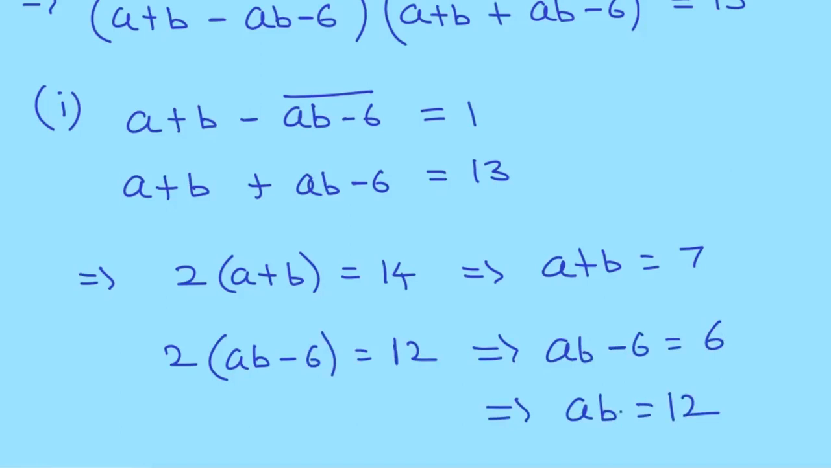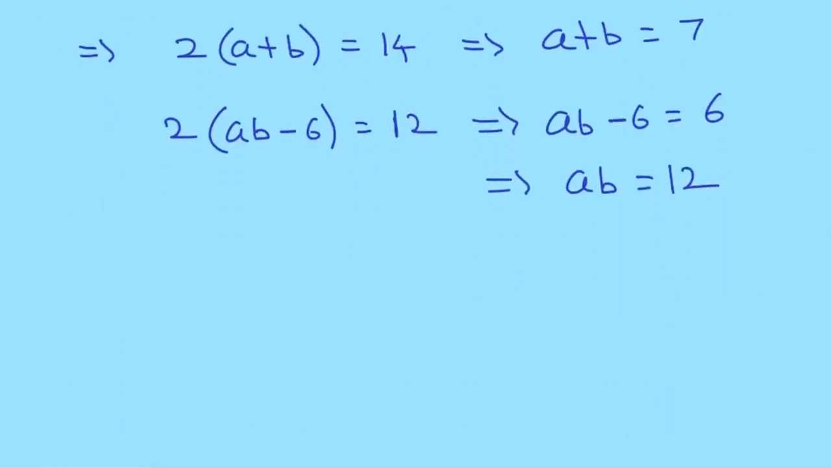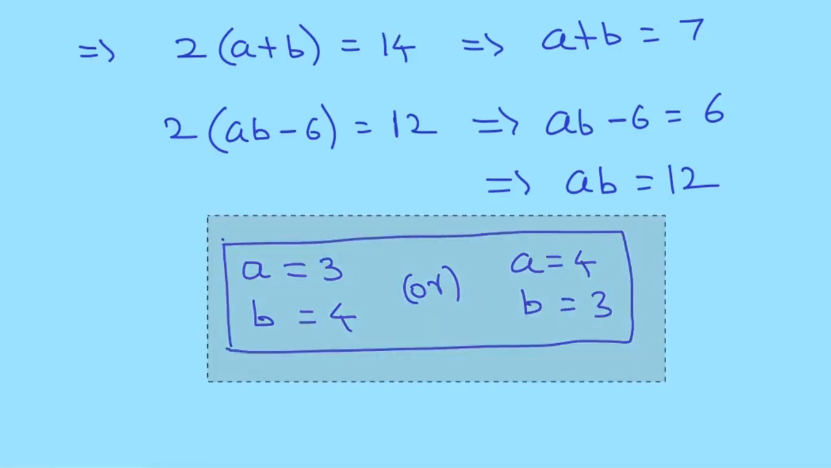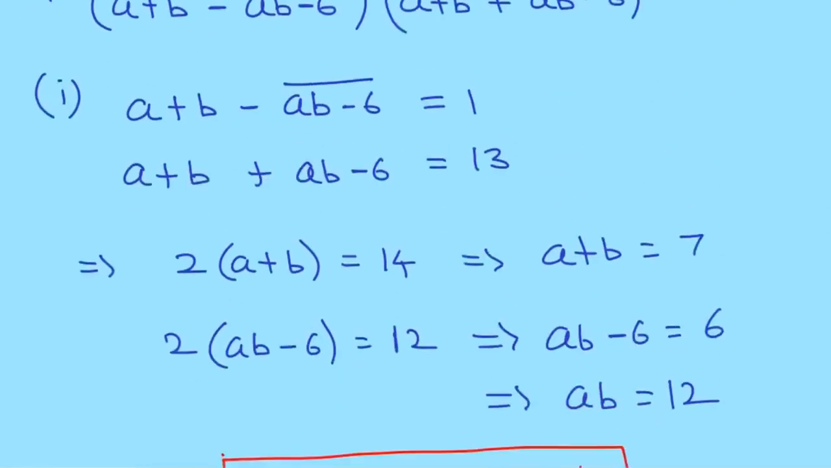Now we can take a this side, so b is equal to 12 by a, and substitute that here: a plus 12 by a is equal to 7. We can get a quadratic equation, and we can easily solve that quadratic equation either by factorization or the quadratic formula. But it is easy to see here, a plus b is equal to 7, ab is equal to 12. So the solutions are 4 and 3. 4 plus 3 is 7 and 4 into 3 is 12. Therefore either a is equal to 3 and b equal to 4, or a equal to 4 and b equal to 3. This is one solution, right? Let us mark that here.